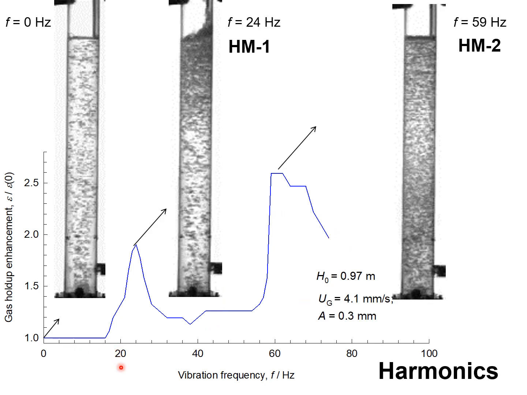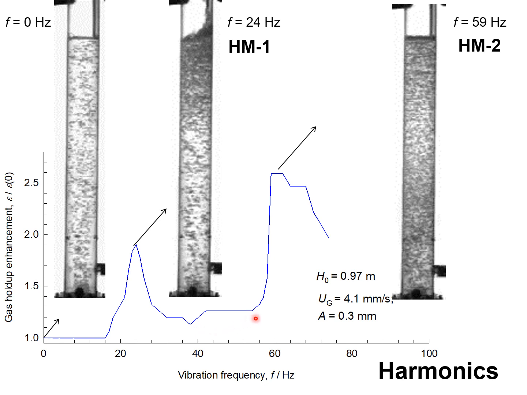Let's first examine the set of experiments that were carried out for a liquid height of 0.97 meters. The superficial gas velocity is maintained constant at 4.1 millimeters per second. The vibration amplitude is 0.3 millimeters. The gas holdup enhancement with respect to the unvibrated column is plotted as a function of the vibration frequency. We show video recordings of the column operation for a vibration frequency of 0, in other words, an unvibrated column, and a column that corresponds to a vibration frequency of 24 hertz. And we would like to demonstrate that this is the first harmonic for the bubble column operation.